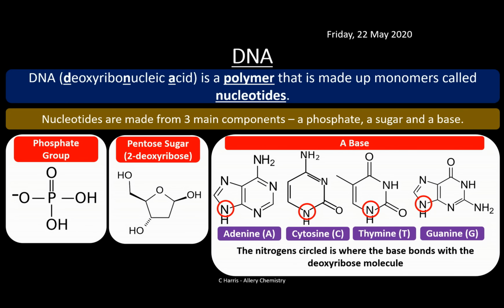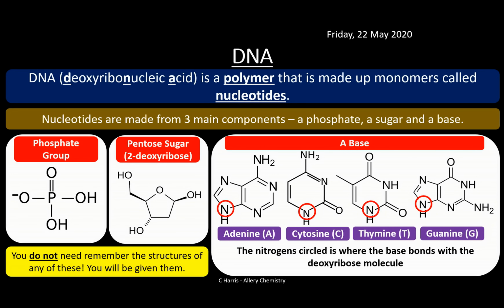So we have 4 different bases. We have one type of sugar, one type of phosphate group, but we have 4 different bases to choose from here, okay? So you don't need to remember the structures of these. You will be given the structures of these molecules, so don't panic, but you do need to know how they interact within the DNA molecule.